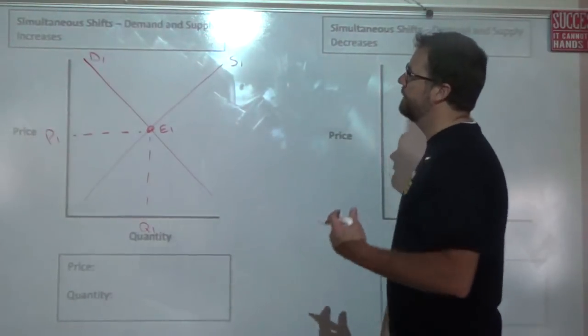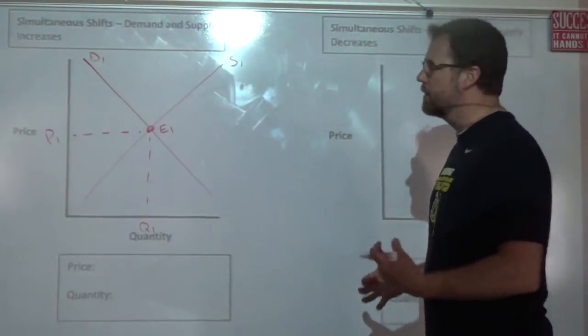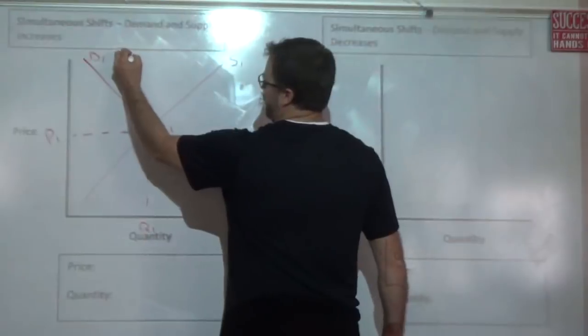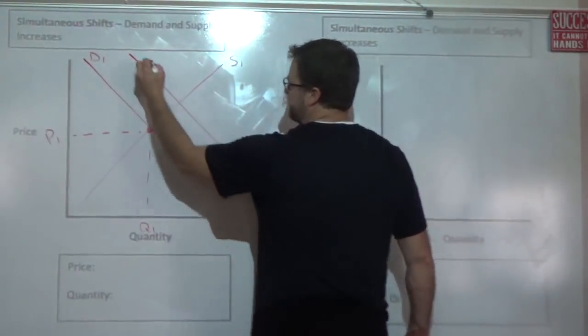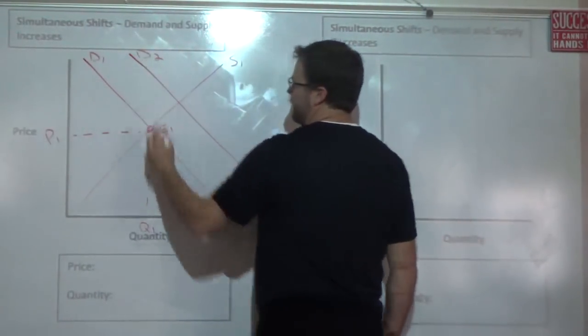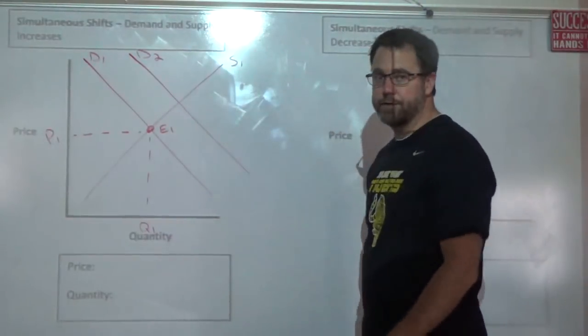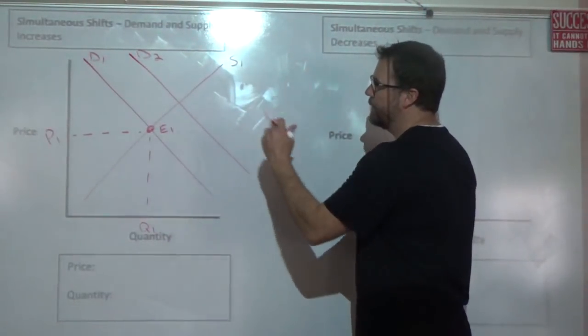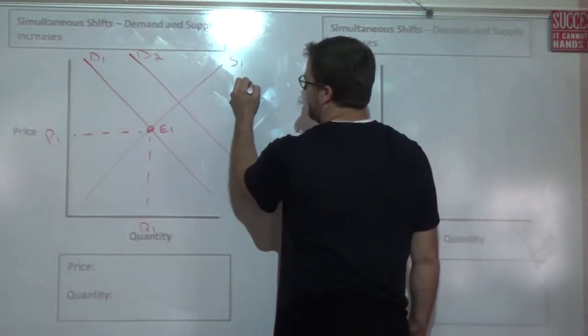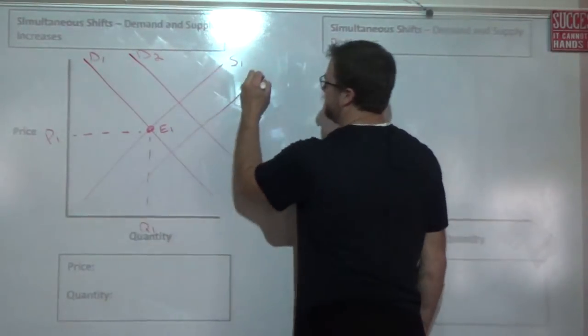Alright, so in this scenario we have demand and supply both increase. Okay? So overall demand goes up. So that's our new demand curve. Increase is a shift to the right. There's also an increase in supply, which is also a shift to the right.